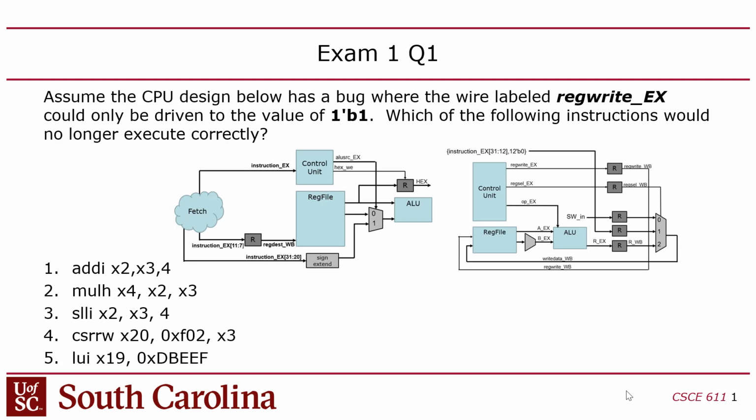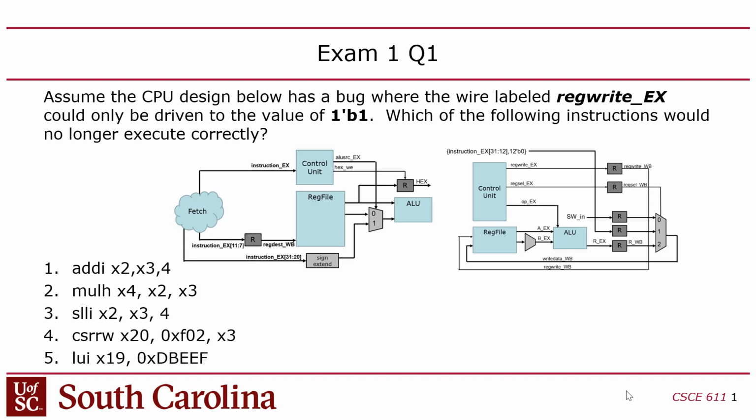So the first question was, assume the CPU design below has a bug where the wire labeled regwrite-ex could only be driven to the value of 1. Which of the following instructions would no longer execute correctly? So regwrite is almost always 1 because almost all the instructions, at least in lab 3, write to the register file. So all these write to the register file, right? ADDI, SLLI, and load upper immediate. They all write a register.